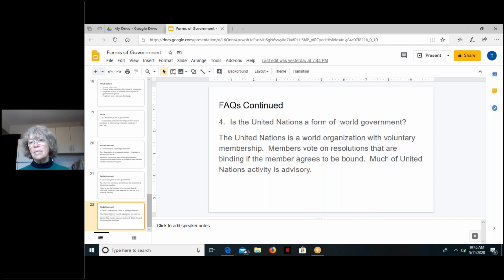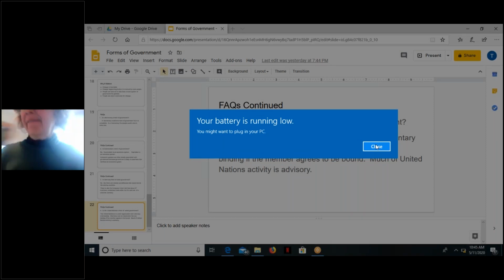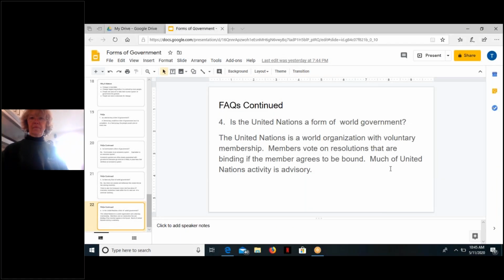So it's as you said, it's voluntary. It's like a big club, and everybody at the club can talk to everybody else. But at the end of the day, some people are going to choose not to follow the rules, and there's limits to how much the United Nations can do without everybody agreeing to it.